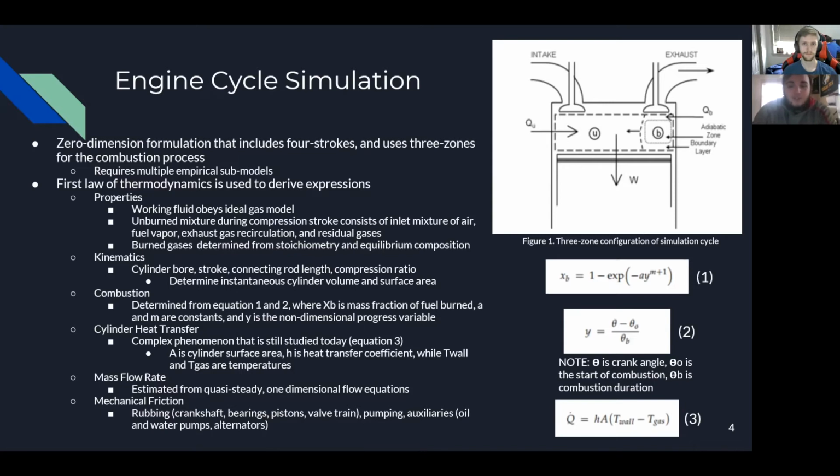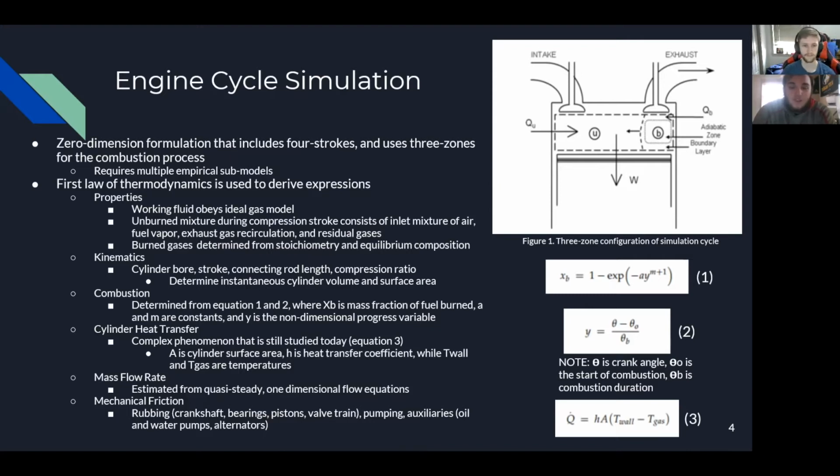Kinematic properties such as the cylinder bore, stroke, connecting rod length, and compression ratio help determine the instantaneous cylinder volume and surface area, where the combustion is found from equations 1 and 2 shown below, where XB is the mass fraction of fuel burned, A and M are constants, and Y is calculated from the crank angle, theta O, or start of combustion, and theta B, which is the duration of the combustion.